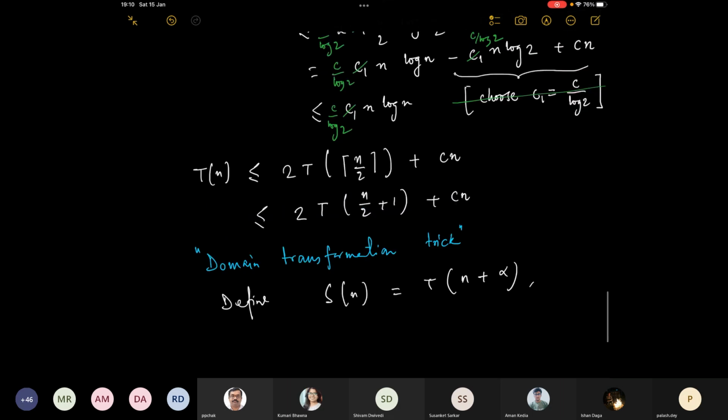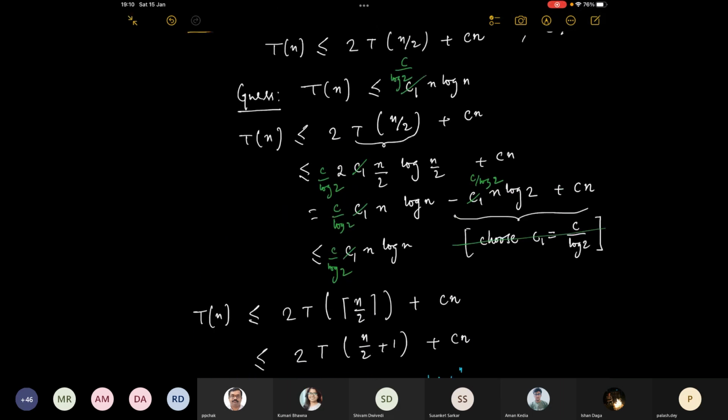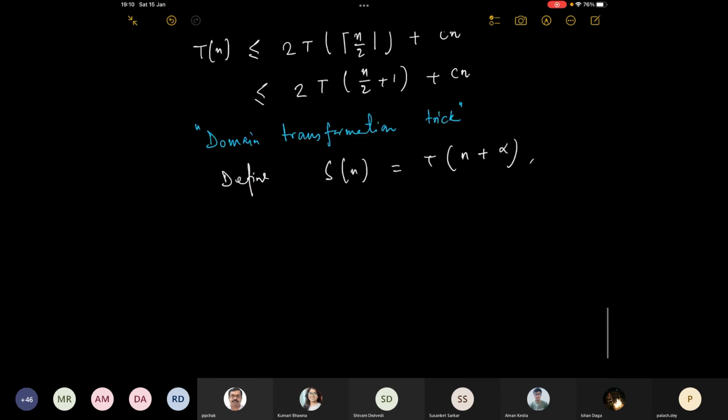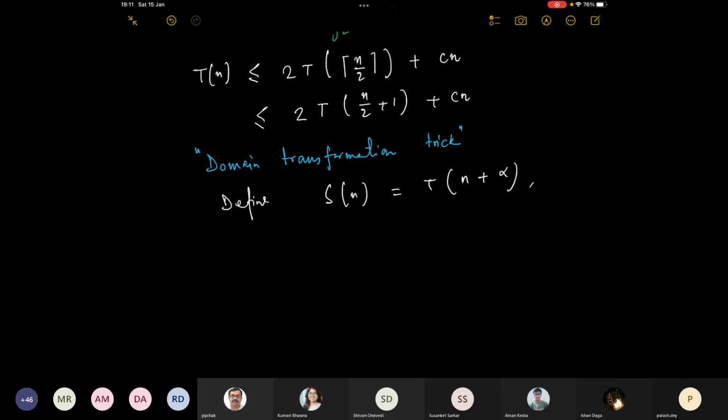As the requirement dictates, how should I choose alpha? Let the requirement dictate how I choose alpha. So let me keep the freedom of choosing alpha later, depending on the requirement. Okay. Now you see that this is this. Now you apply this recurrence for Tn.